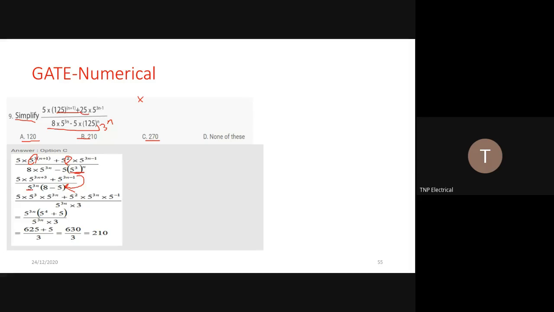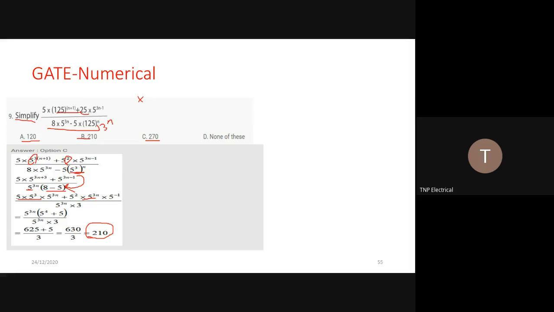So you can just remove the common term. You get 8 minus 5 here, and here also you can put the common term. You can split that form. Now, if you simplify it, you get this answer. Very easy.